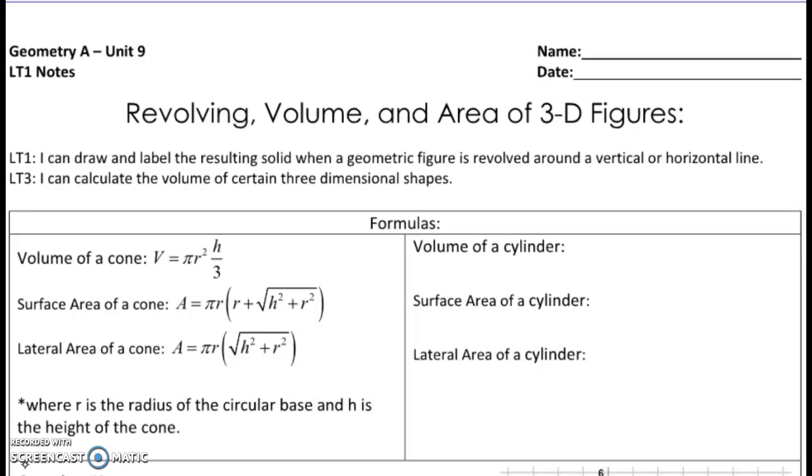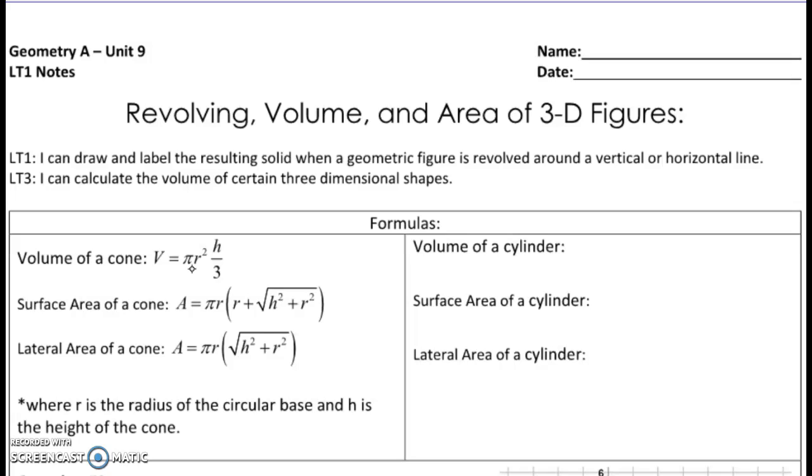So a cone, the volume of a cone, I don't know if you did this in middle school or not, but here is the formula for the volume of a cone. It is pi r squared times the height of the cone, all divided by 3.